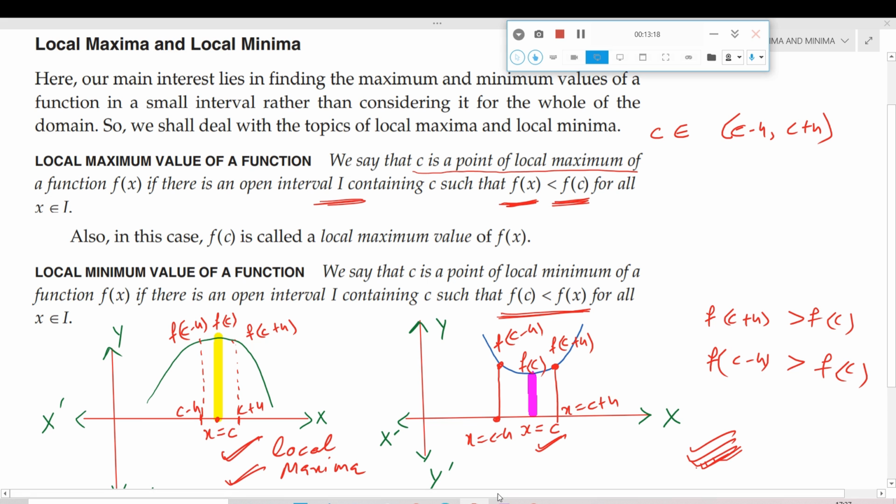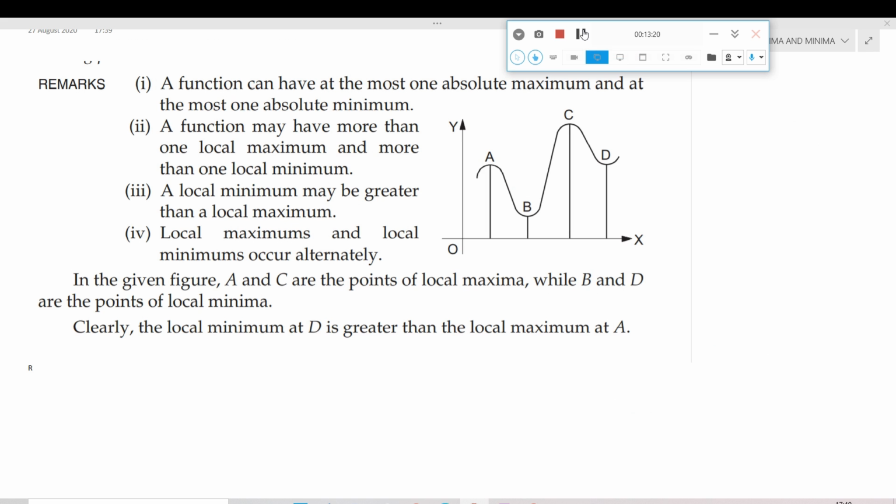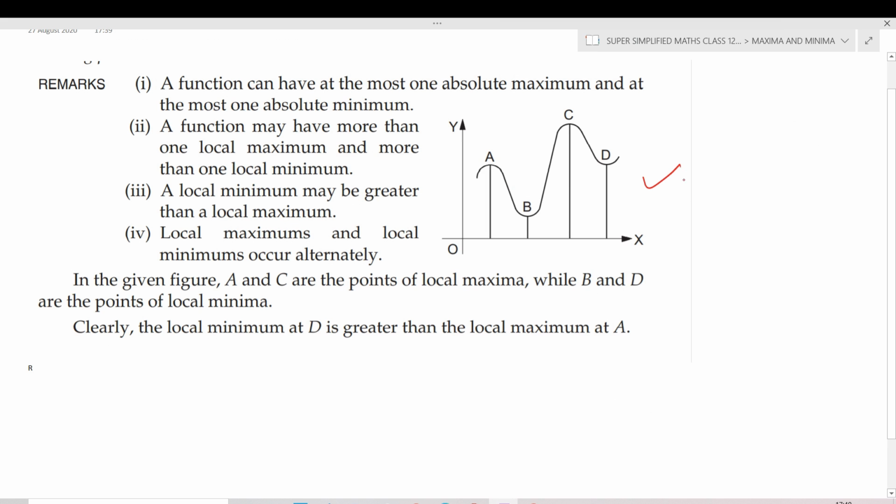Okay. Now students, let us compare the local and absolute maxima and local and absolute minima. Now consider the graph of the function y is equal to f(x). Now you can see that in this graph, point A is the point where the graph has a maxima. Now you tell me, is it local or global, local or absolute?